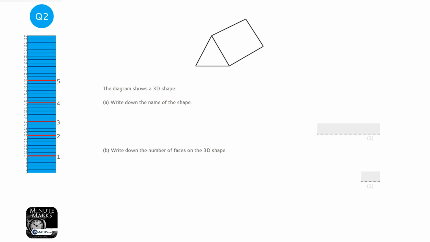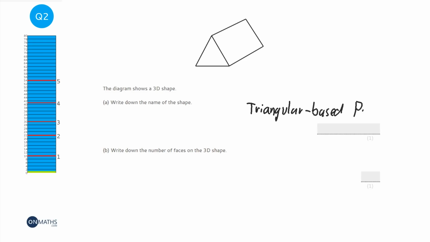You will need to be familiar with the names of three-dimensional shapes. So the one we have here is a triangular based prism. A prism is a shape that you can cut anywhere along one of the axes, so anywhere along here, and it would look exactly the same. It would look like a triangle. The first bit, triangular based, is just the name of the shape at the end of the prism. So you can have a hexagonal based prism or anything like that.